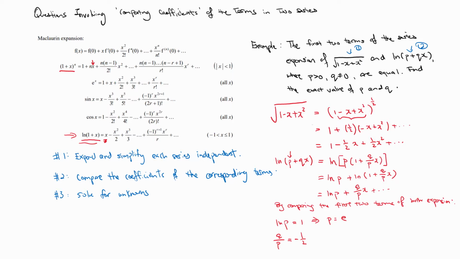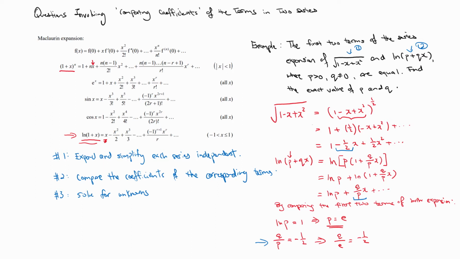So this is actually step 2, where we compare the coefficients, and then we can move on to step 3 to solve the unknowns. I've already done that for p, because it makes it easier to solve the second equation, because then we can replace the p with e, which is equal to minus half. For some of those who were wondering how I got this, I'm actually comparing the second term on both of the expanded series. So we know that the coefficient of x on both series are equal, so it must be q over p. It must be q over p equals minus half.